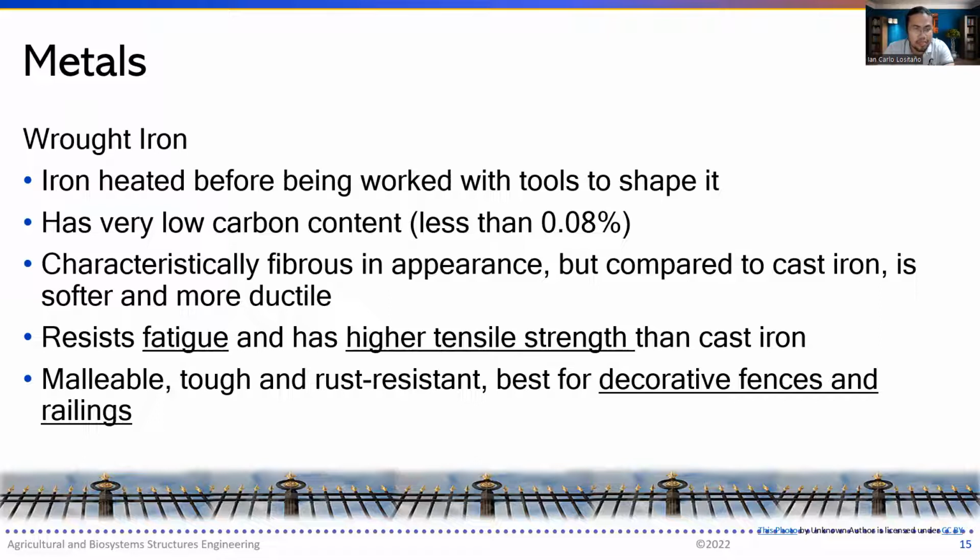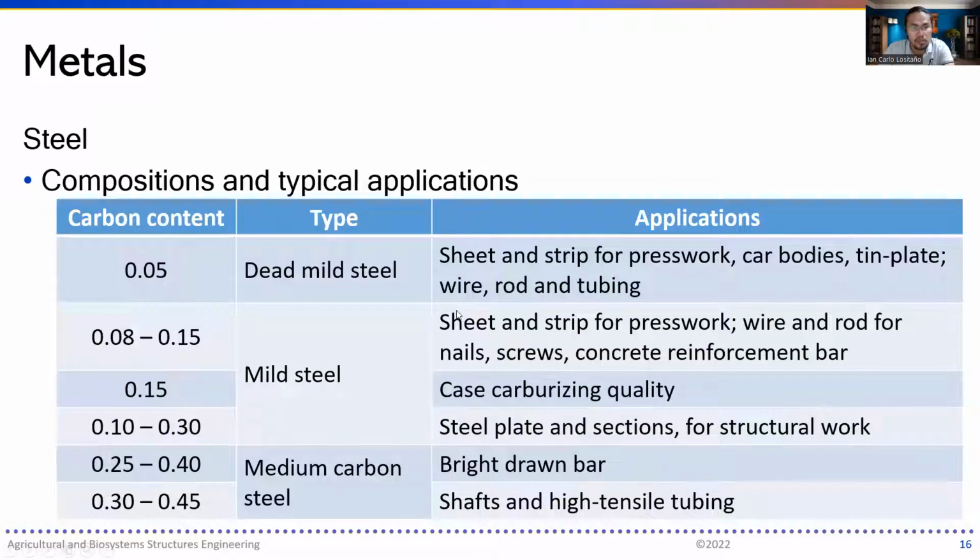It resists fatigue, and it has higher tensile strength than cast iron because it has a lot of iron in it. Okay, the uses of steel. You have your dead mild steel, and the steel would vary in carbon content. You have your dead mild steel, medium carbon steel, and in between them is the mild steel, and then their applications.